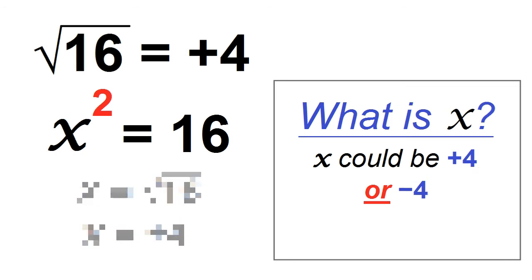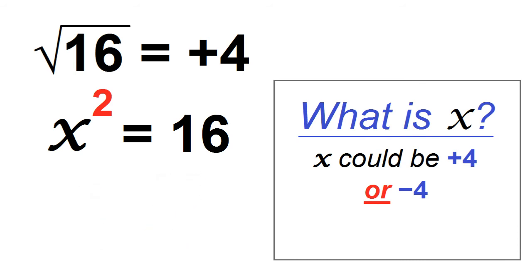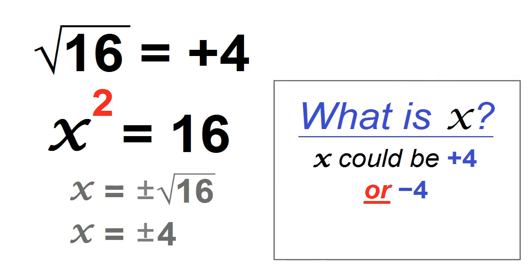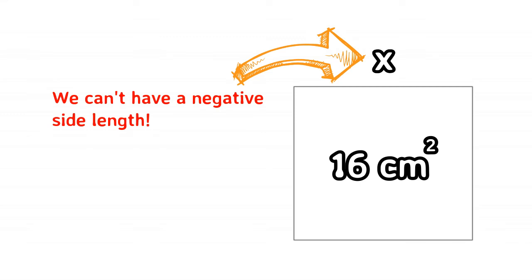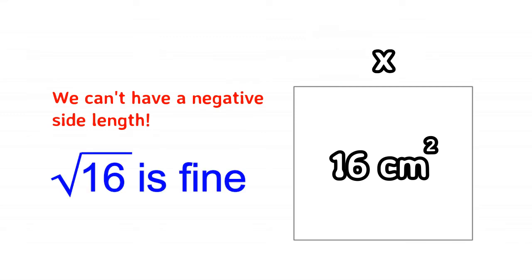If you're given x squared equals 16, x is technically plus or minus square root of 16. X could be either, unless we're given more information or context, of course. If we're trying to find the side length of a square that has an area of 16 centimeters squared, then logically x can't be -4, so we don't have to solve by finding plus or minus square root of 16. Just the principal square root of 16 is fine.